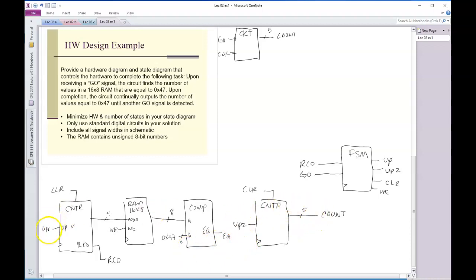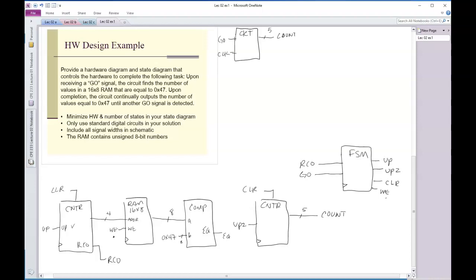The idea here is, for example, this WE is connected to this WE. If I put that in there, it would be really ugly, even more messy than it already is. So looking at this, I'm trying to figure out what the state machine is going to look at.